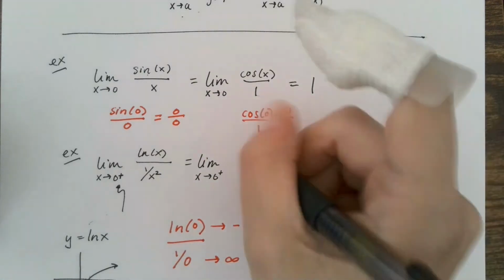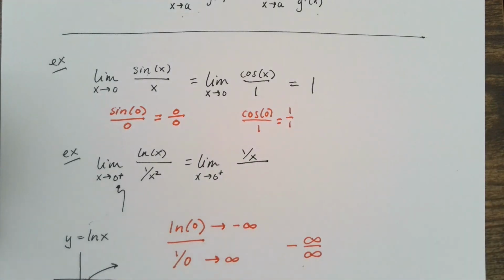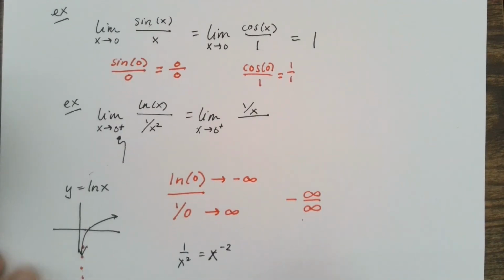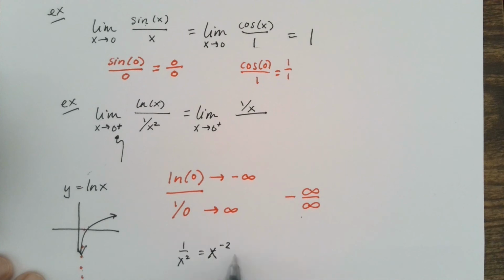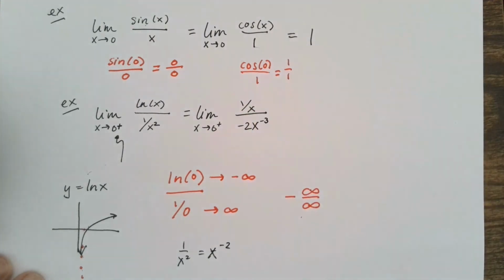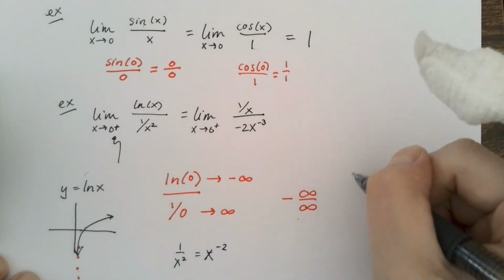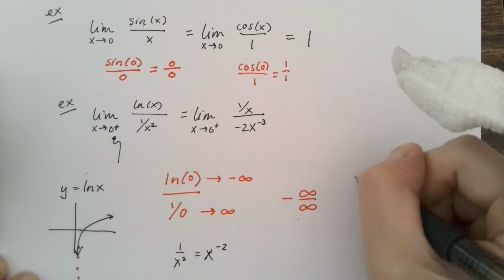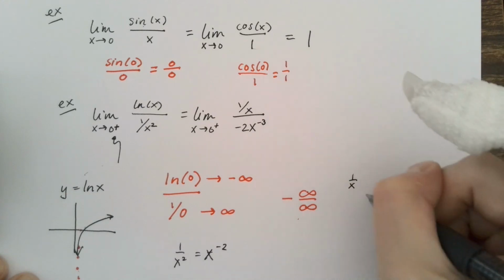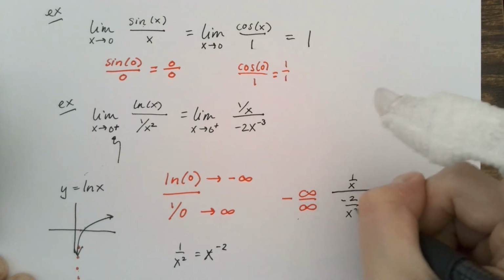The derivative of ln of x is 1 over x. 1 over x squared, for derivative purposes, is x to the negative 2. So its derivative is negative 2x to the negative 3. So as this looks kind of messy, we're going to clean this up. So we have 1 over x over negative 2 over x cubed.